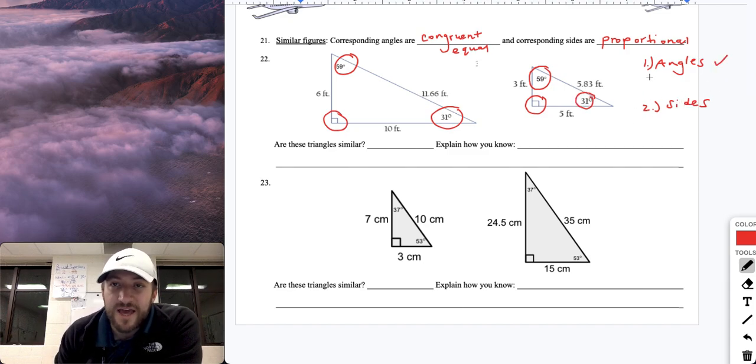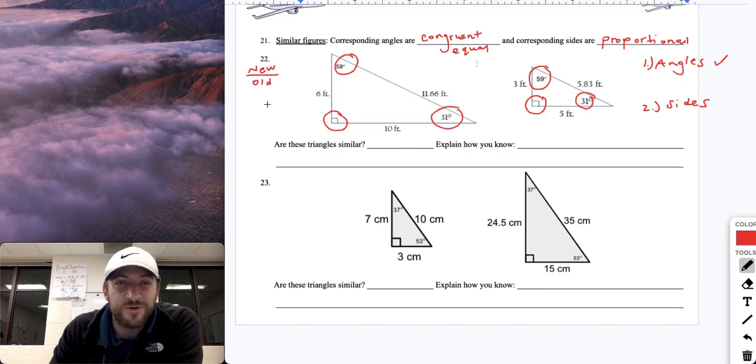Now the sides test, they're not going to be congruent because if we're making a smaller triangle, the sides aren't going to be the same. How can I have two different sized triangles, but the sides be the same? That can't work. So instead of them being congruent, they've got to be proportional. Let's go and check that. We're going to do this: new over old, again and again and again.